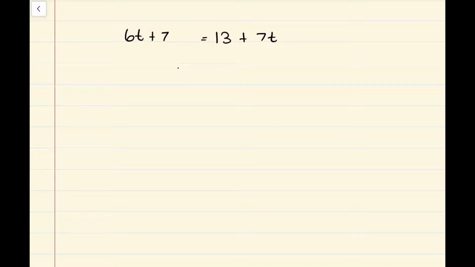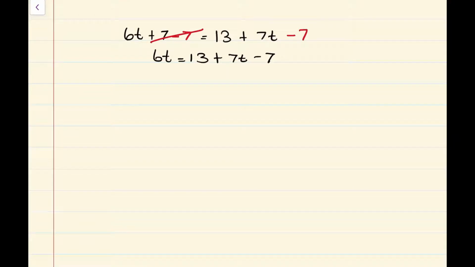So once I subtract this 7 from this side of the equal sign, I have to do it to the other side of the equal sign as well. Because what you do to one side of the equation, you have to do to the other side. So let's write the resulting equation. 7 minus 7 is 0. So then we would have 6t is equal to 13 plus 7t minus 7. Okay?